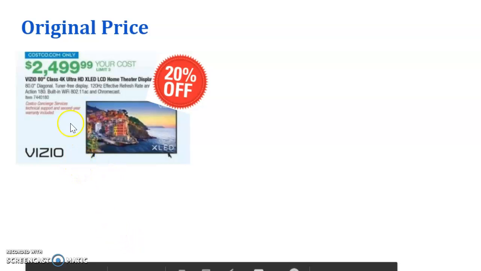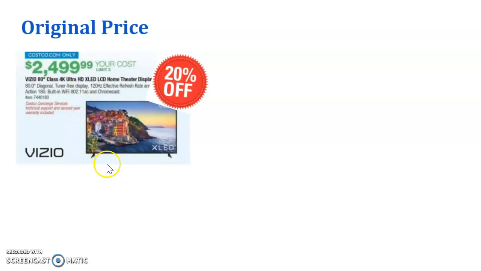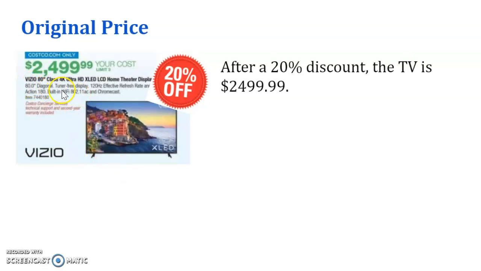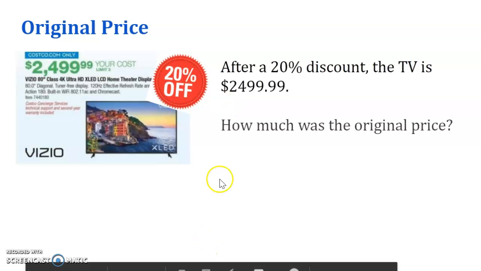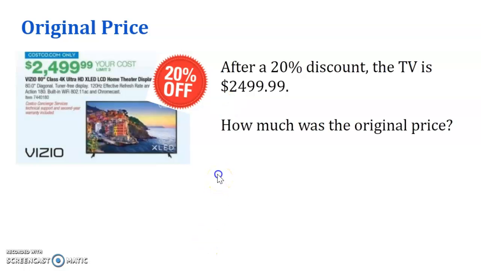Okay, this is a Costco ad, and we are told that this TV, Vizio 80-inch plus 4K ultra high def XLED LCD home theater display, this big TV costs $2,499.99, and this is after a 20% discount. So this is the price after 20% off. So how much was the original price? Can you do the math in your notebook and tell me in private chat?